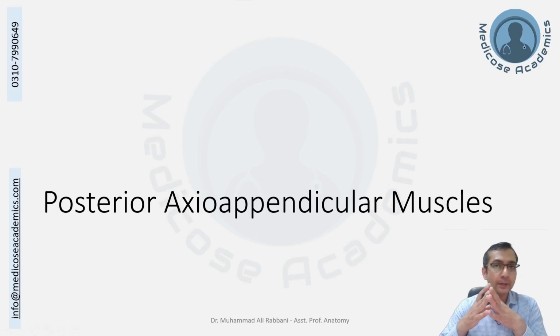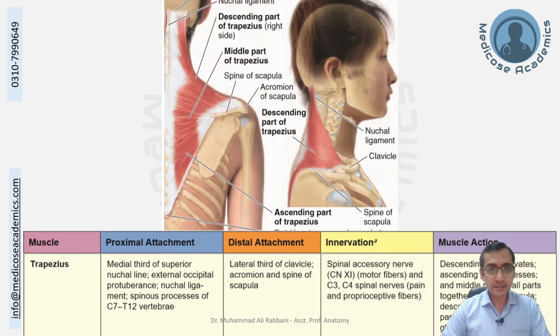So this was all about the clavipectoral fascia. Now we will move on to the posterior axioappendicular muscles, starting from trapezius and rhomboids and all these muscles. Let us start with the trapezius muscle.